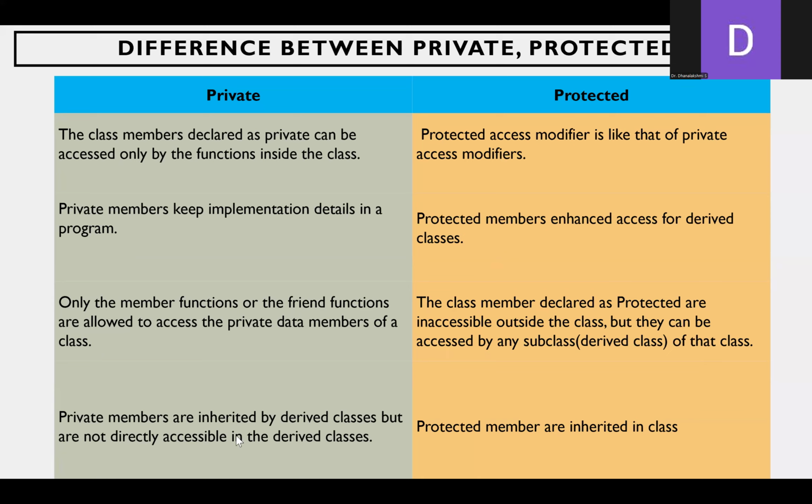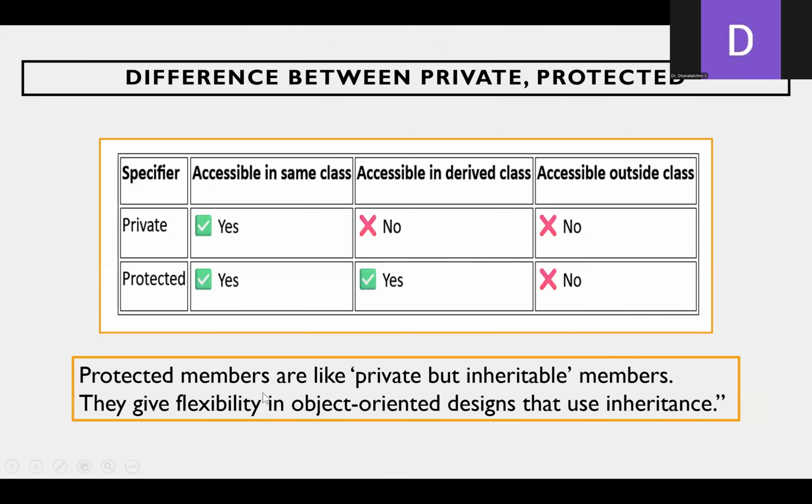Private members are inherited by derived classes, but are not directly accessible in the derived classes. Protected members are inherited in the class. So the main point is that in the same class, both are accessible. Coming to the derived class, only protected members are accessible. Coming to outside the class, both are not accessible. So the protected members are like private but inheritable members. They give flexibility in OOP designs that use inheritance.